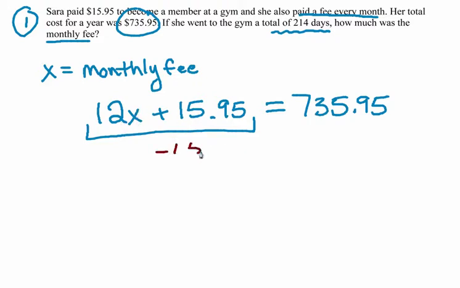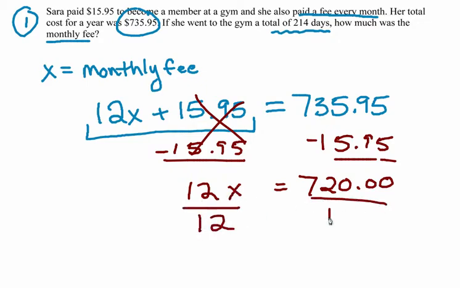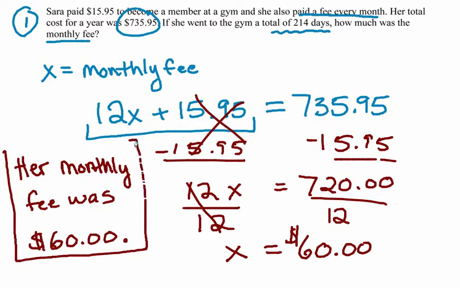We're going to subtract $15.95 from both sides. On the left, that'll cancel out, and on the right, these 95s will cancel out, so 735 minus 15 gets us $720. Dividing by 12 on both sides will get us the monthly fee, because the 12s on the left will cancel. So x equals $60. Since we were asked a question with a word problem, we're going to put our answer as a full sentence. So her monthly fee was $60.